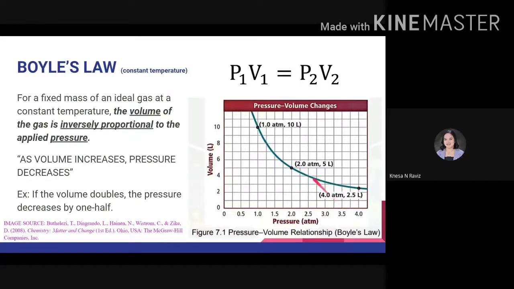From 4.0, it has been reduced to half. And also at this point, when the volume is 10 liters, the corresponding pressure is now only 1.0 atmospheres. So, from the graph, you would see that as the volume increases, the pressure decreases. So that is what we mean by an inverse relationship.